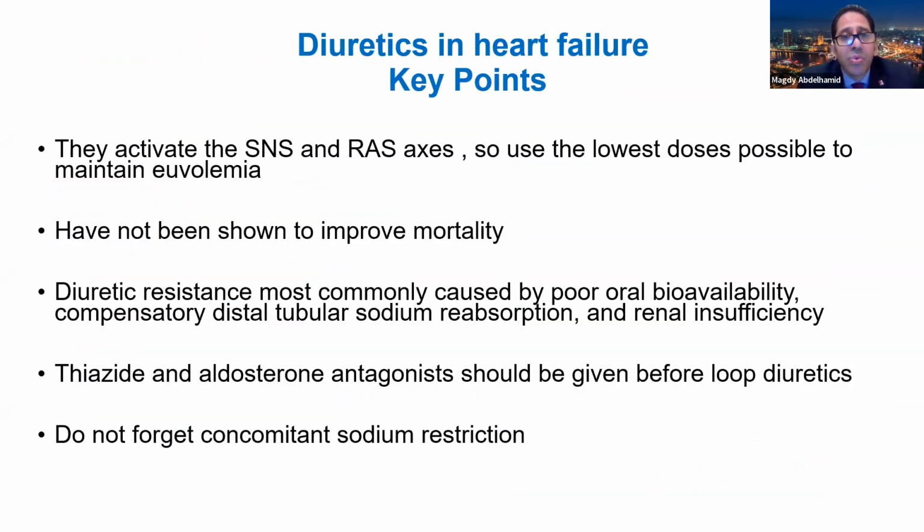So let us summarize the key points for drugs used for treatment of heart failure. We have diuretics to relieve congestion. Unfortunately, they can activate the sympathetic nervous system and the renin-angiotensin-aldosterone system. So use the lowest doses to maintain euvolemia. Don't aggressively use diuretics. Diuretics have not been shown to improve mortality.